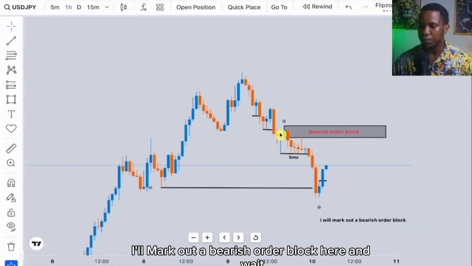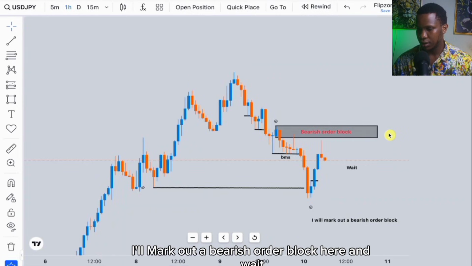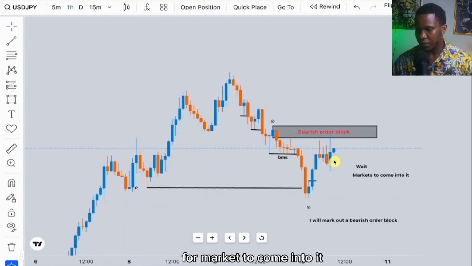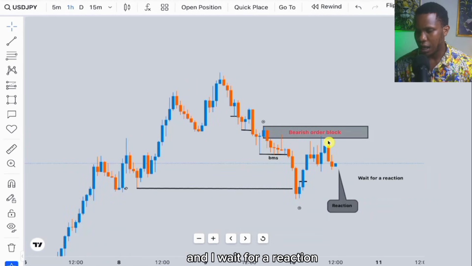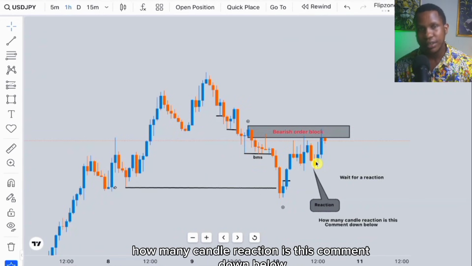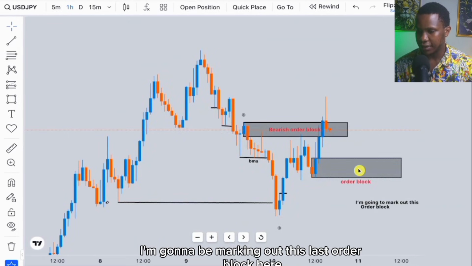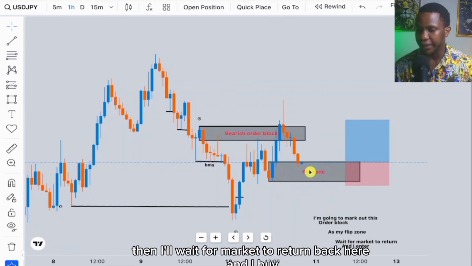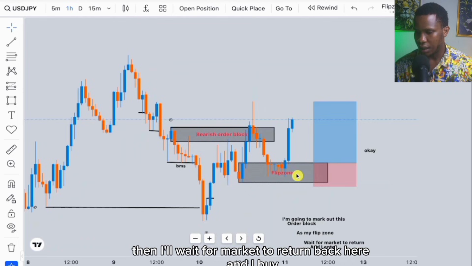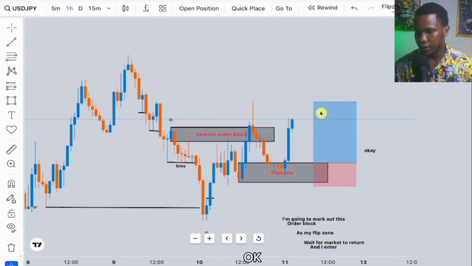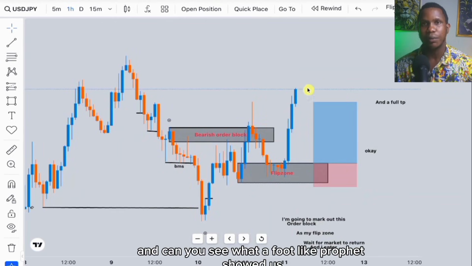I'll mark out a bearish order block here and wait for market to come into it, and I'll wait for a reaction. How many candle reaction is this? Comment down below. And then we broke our higher time frame zone. I'm going to be marking out this last order block here as my flip zone to trade from. Then I'll wait for market to return back here and I buy.